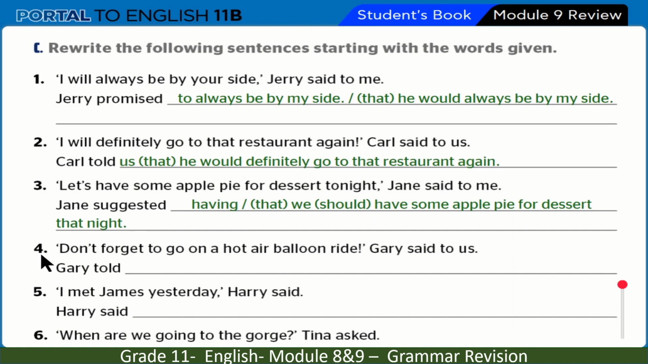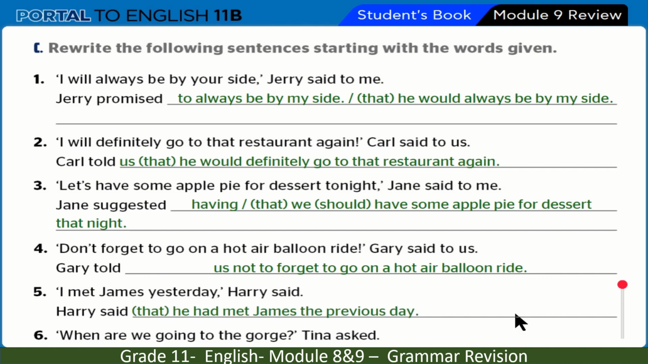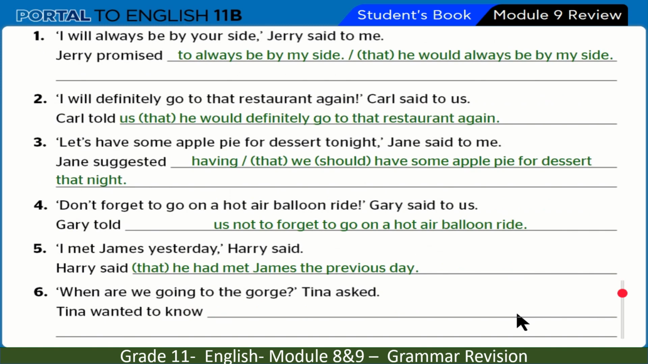Number 4, Gary told us not to forget to go on a hot air balloon ride. Number 5, I met James yesterday. So did you change yesterday to the previous day or the day before? Let's see. Excellent.